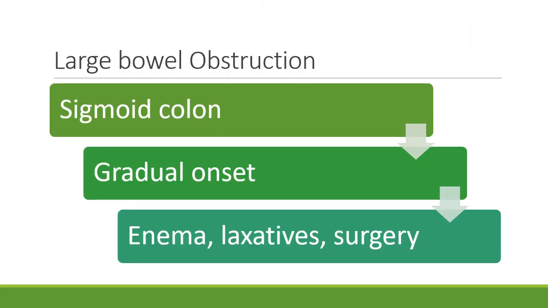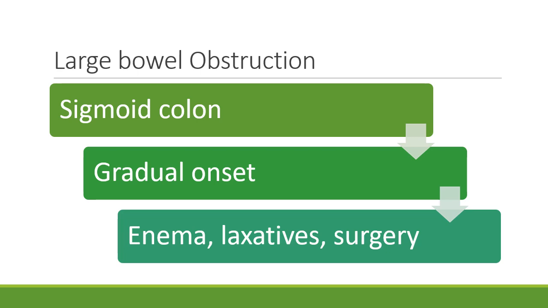Large bowel obstructions can cause some pretty significant problems for patients. They most commonly start in the sigmoid colon, usually related to cancer, irritable bowel disease, diverticulitis, benign tumors, or impaction of stool. And they develop and progress slowly depending on the location of the obstruction.